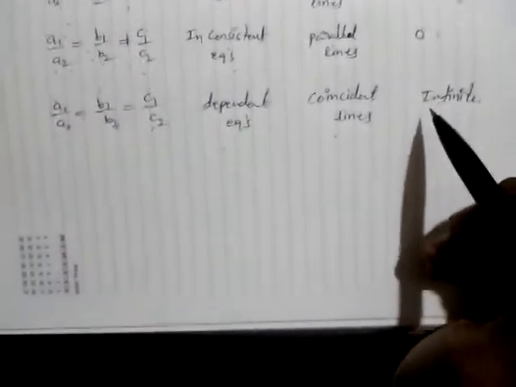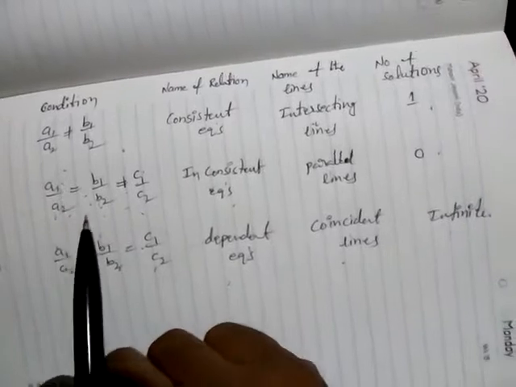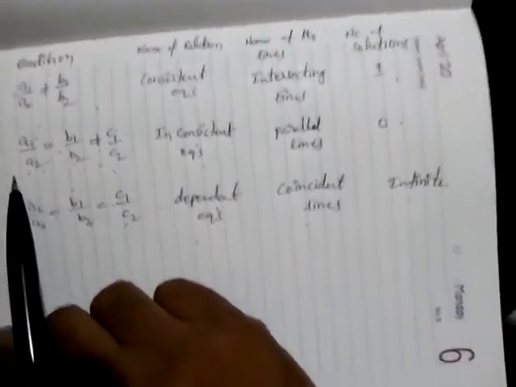So solving two linear equations, there are three methods: elimination method, substitution method, and cross multiplication method. Next we have to discuss that one.